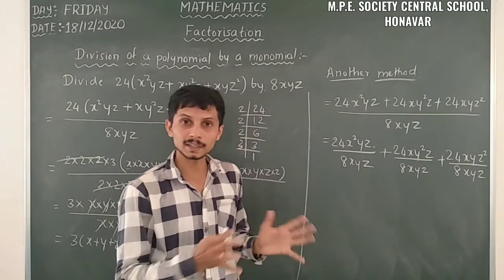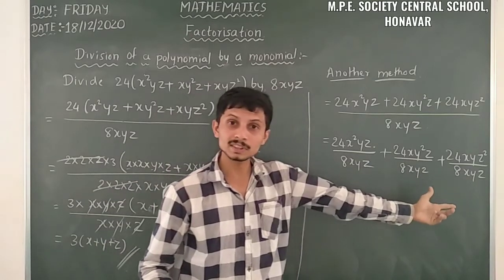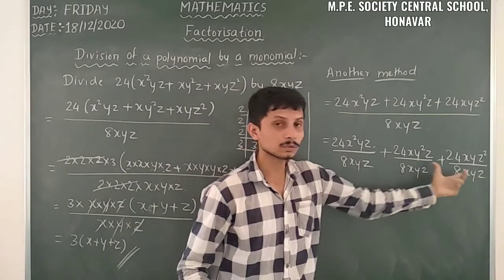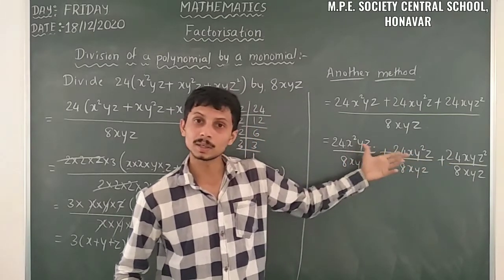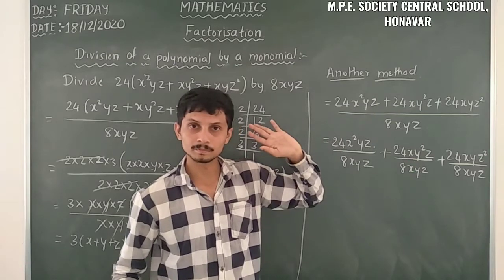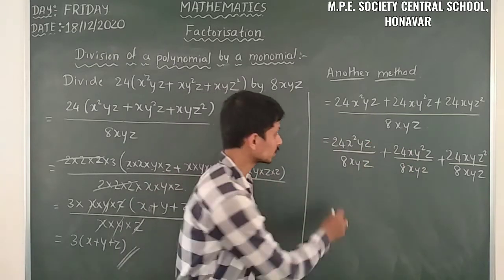So we separated equally. So when we take the LCM of the denominators, we have 8xyz as the denominator, the LCM of the denominators. So the numerator remains as it is. Got the point? Yes. So let us move on.